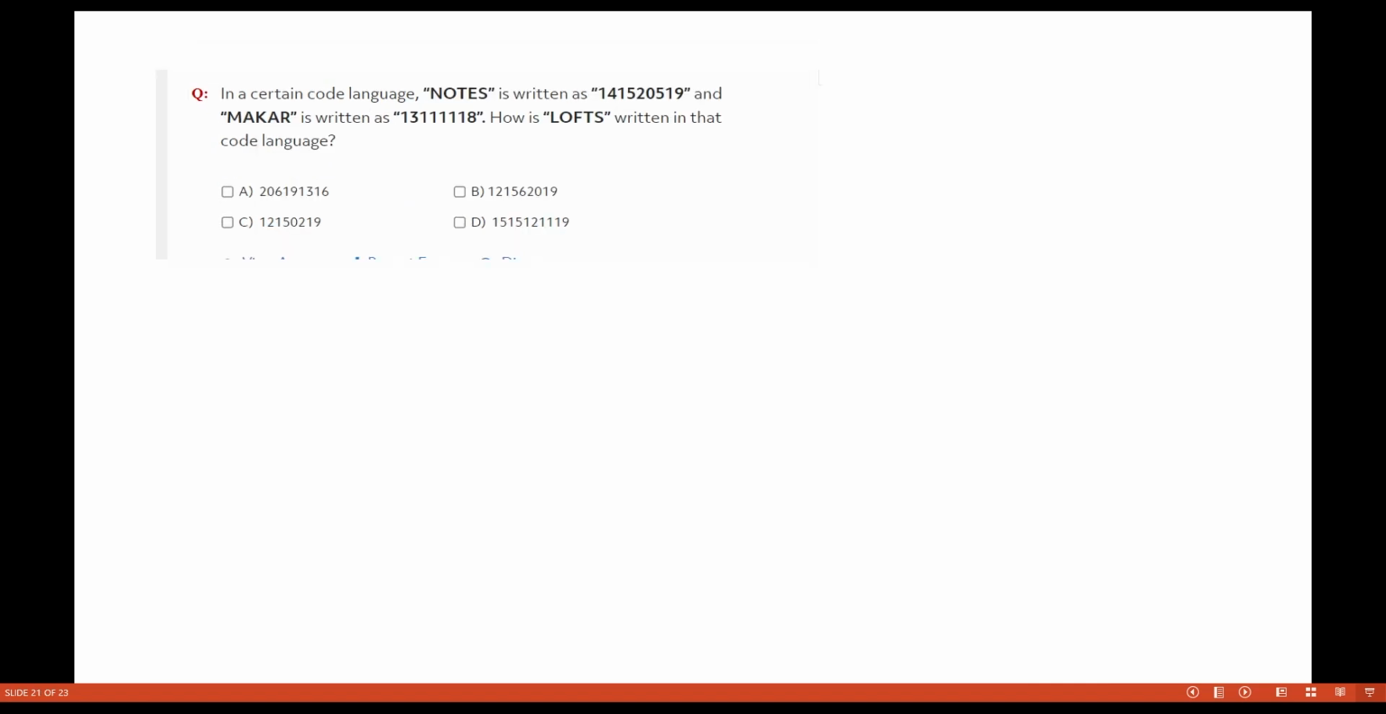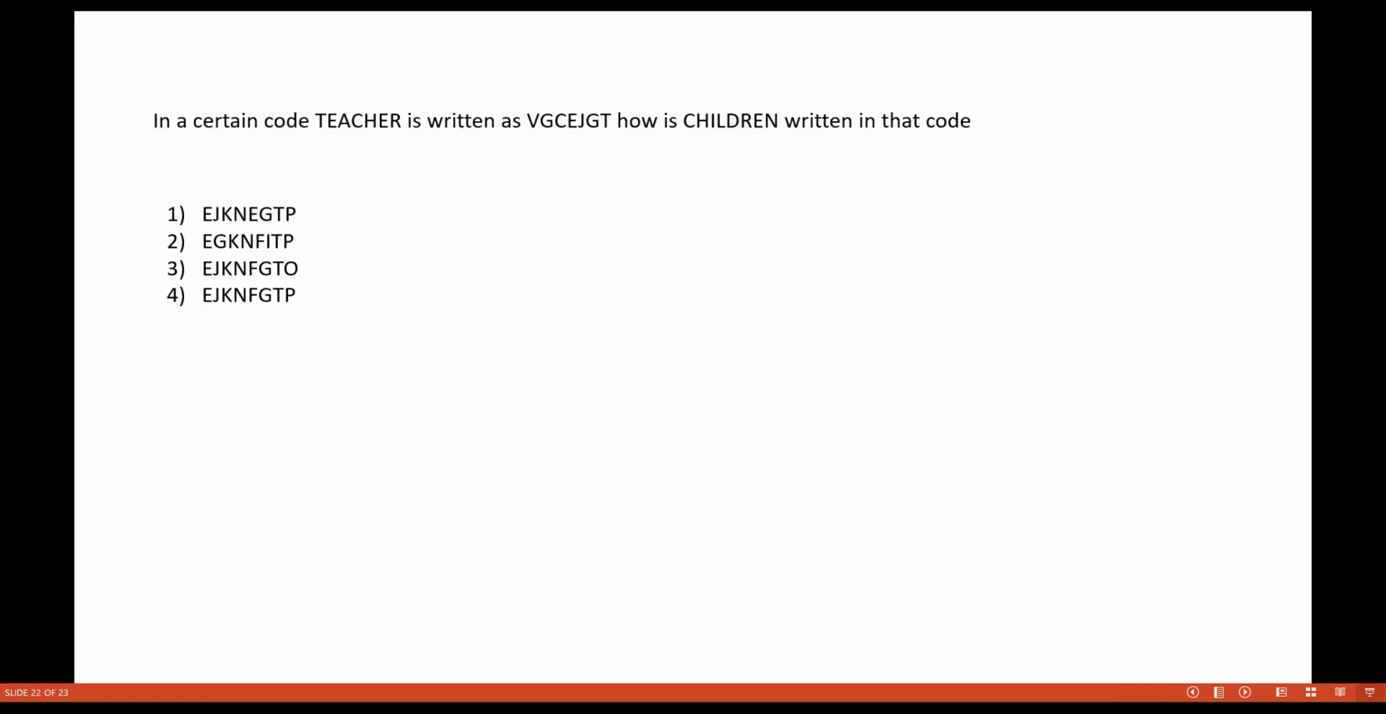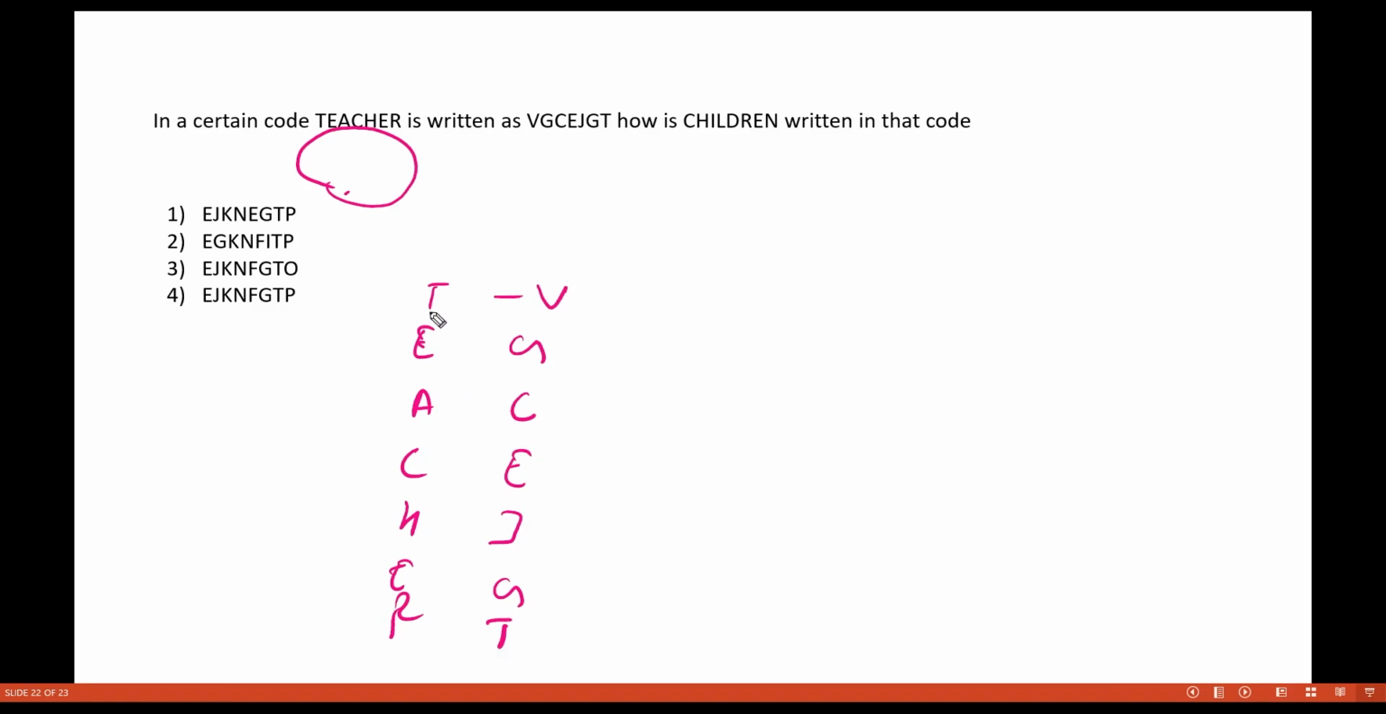Now, the same kind of question is there, and this is what you can make out. Now, let us look at these kind of questions. These kind of questions are also very simple, because it is saying in a certain code, teacher means what? Teacher means V G C E J G T. So if you can see, A plus 2 is equal to C, because A, B, and then C. C plus 2 is equal to E, because C, D, and E. Then plus 2 and plus 2 and plus 2 it is becoming. So this is what the code is.